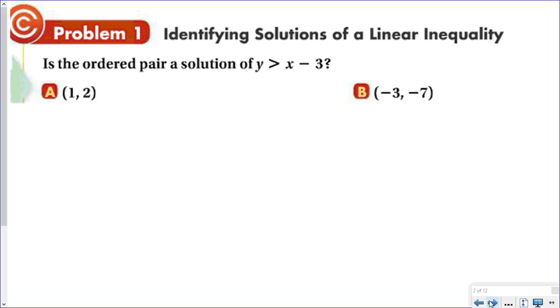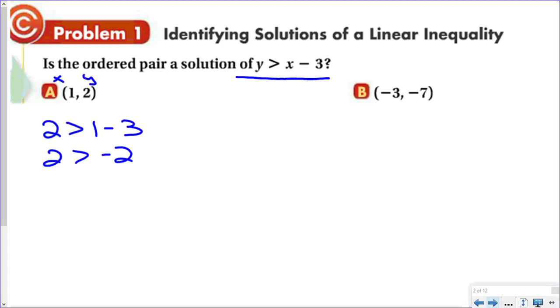All right, is the ordered pair a solution of y is greater than x minus 3? What you're going to do is check to see if this is a true or false statement by taking the number 1 and putting it in place of the x, because it represents the x in that coordinate. This represents the letter y. So when you plug it in, we'd have 2 is greater than, put the 1 in place of the x, and then do a little simplifying here. 2 is greater than 1 minus 3, which is negative 2. This is a true statement. 2 is greater than negative 2, so this is a solution.